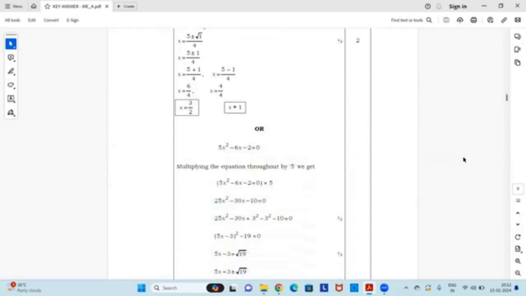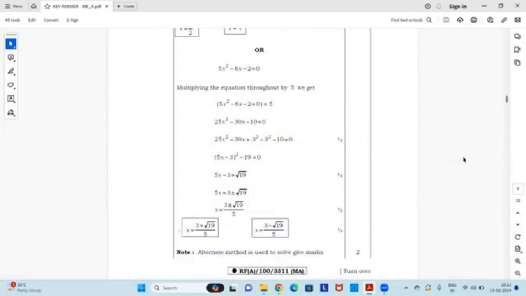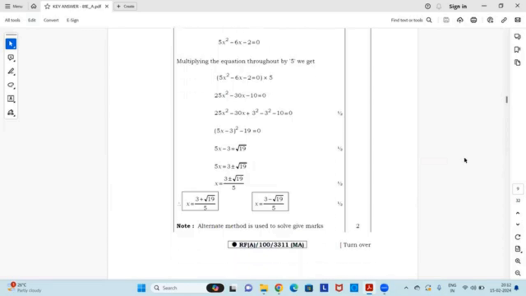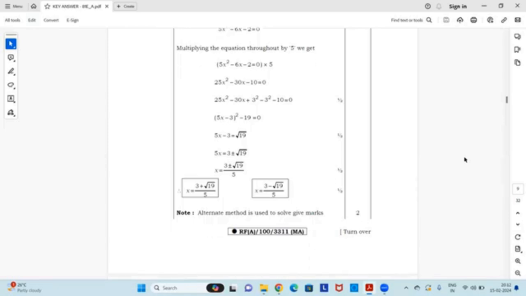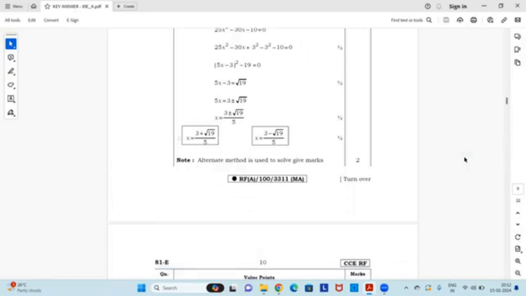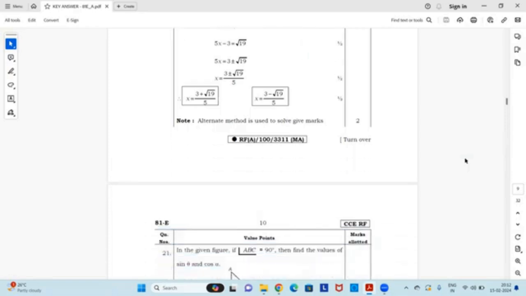Or the next one is by the completing the square method. Even if you follow any other alternate method to solve this, and the steps are right and the answer is right, then you could get the marks, but it should be relevant, it should be correct methods and answers. You should not skip any of the steps.